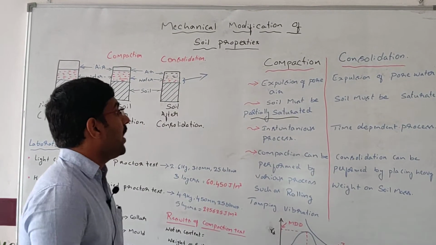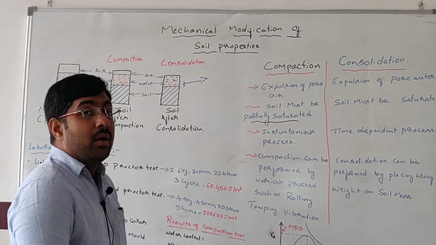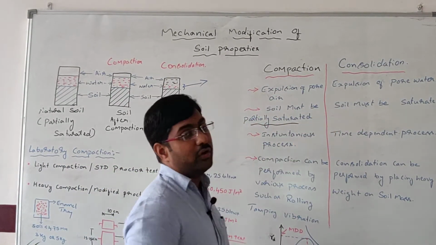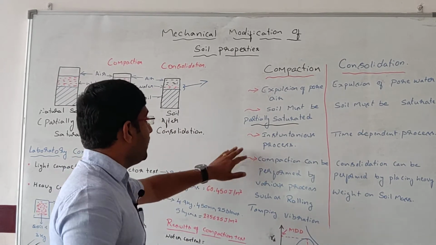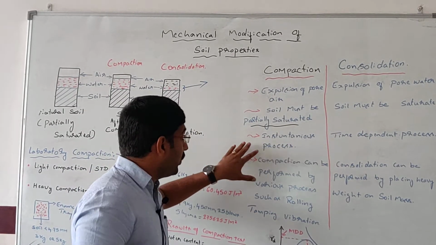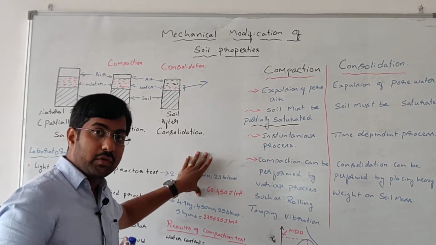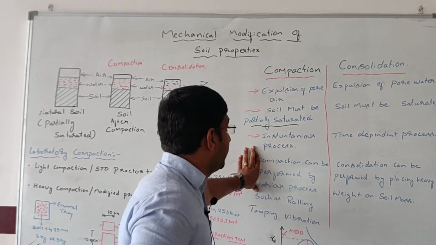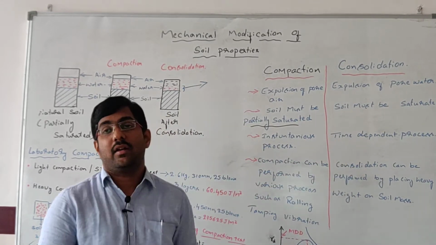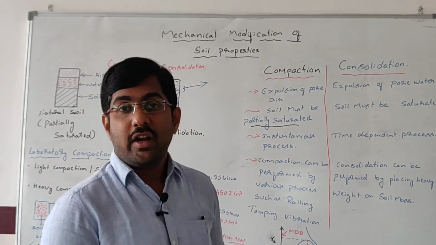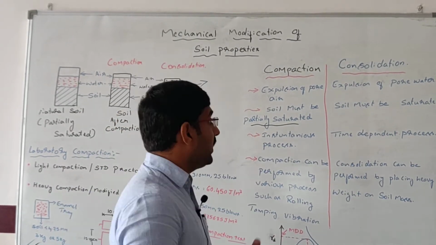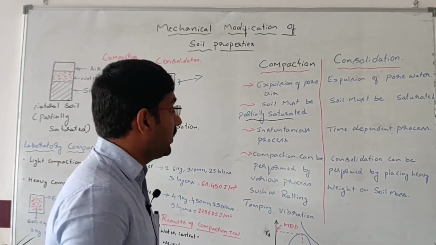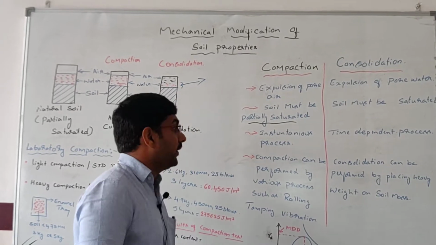And then the third and very important parameter is the process time. How much time would the compaction take and how much time would the consolidation take? As you know, compared to consolidation, compaction is an instantaneous process. It can be done within a matter of a few hours. Whereas consolidation is a time dependent process where it takes years to occur, especially in the case of clay soils.